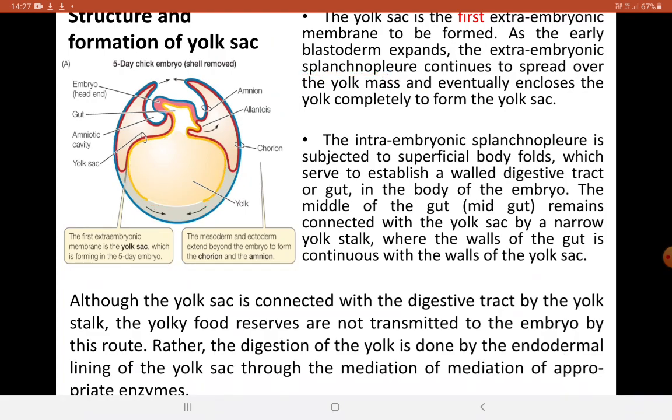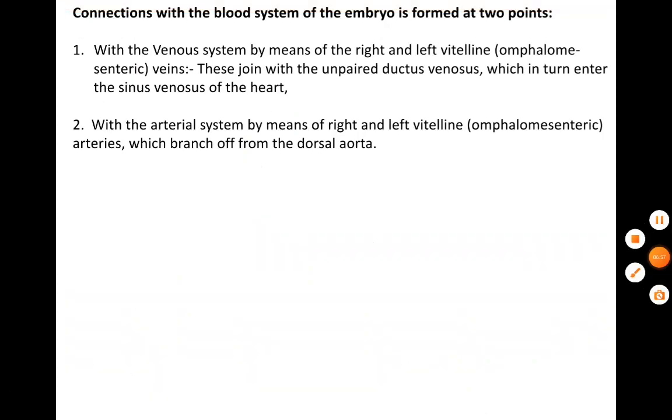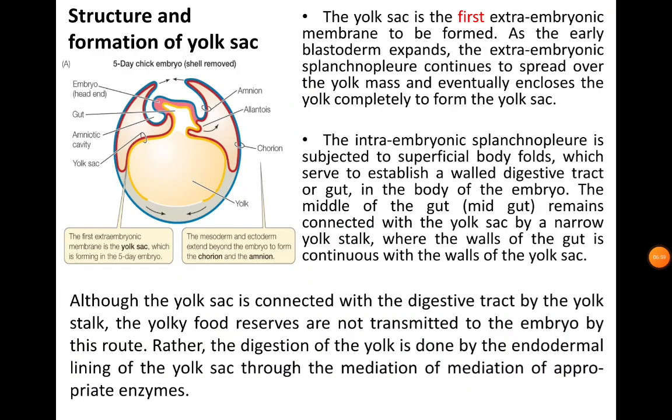Okay, now this extra embryonic splanchnopleure will come and cover the yolk completely, whereas the intraembryonic splanchnopleure, that is the one which is inside, forms the gut.